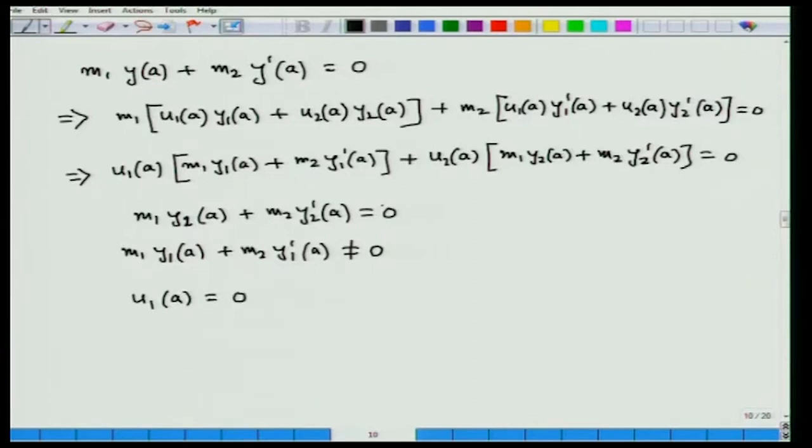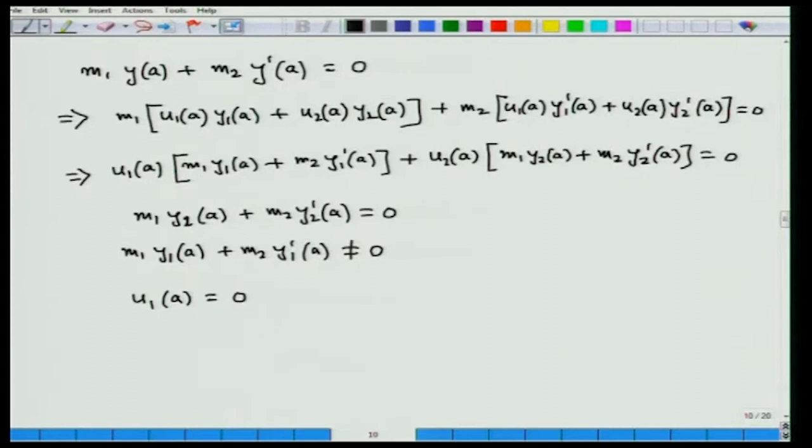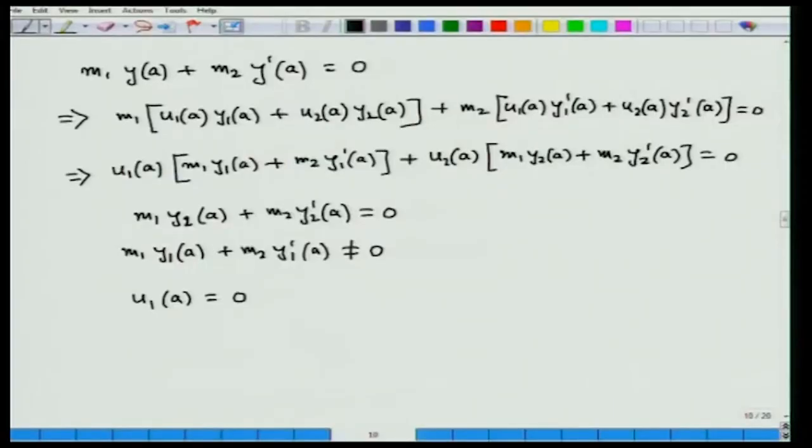I repeat this argument again. We are assuming that y2 is satisfying the boundary condition on the left. Therefore, y2 will not be satisfying the boundary condition on the right. So the right hand boundary condition will be satisfied by y1, and we have already mentioned that either of y1 and y2 will satisfy the boundary condition at one end. Therefore, y1 is not allowed to satisfy the boundary condition at the left hand point, as we have assumed that y2 satisfies it at the left end. So, m1 y1(a) plus m2 y1'(a) is not equal to 0, and m1 y2(a) plus m2 y2'(a) is equal to 0. Combining this, the result m1 y(a) plus m2 y'(a) equal to 0 will be satisfied whenever u1(a) equals 0.